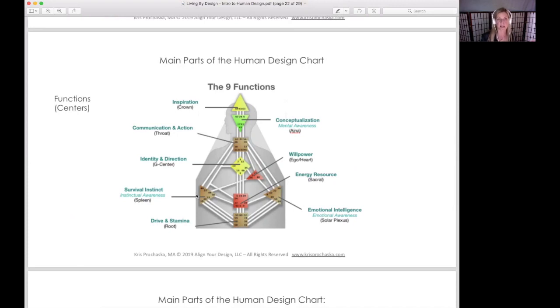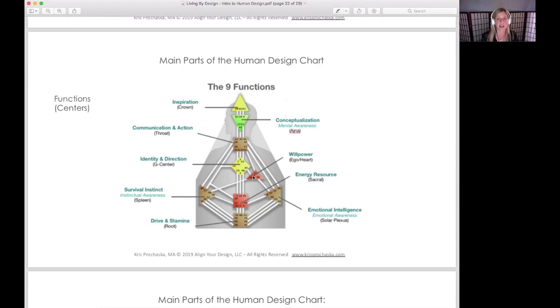And then to the left of that, moving upwards, we have the survival instinct or spleen. This is also an awareness center, your instinct. And then right to the right of that, we have the red square, which is the energy resource function or sacral center. If you have that red, you're going to be a generator or builder type. Okay. And then on the right hand side of that sacral center, we have the emotional intelligence function. This is the solar plexus. This is your emotional awareness center as well. Right above and to the left of that, we have a little red triangle there. That's the willpower.